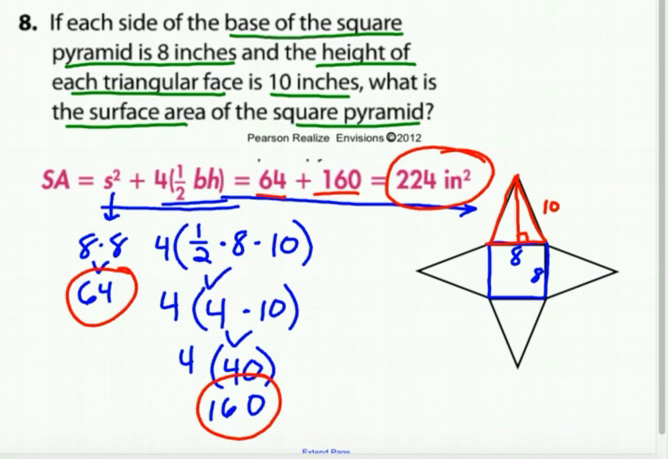Okay? And that's all based on finding the dimensions of our base first and then finding the surface area of our triangle. So we find our surface area of one triangle and multiply by 4.